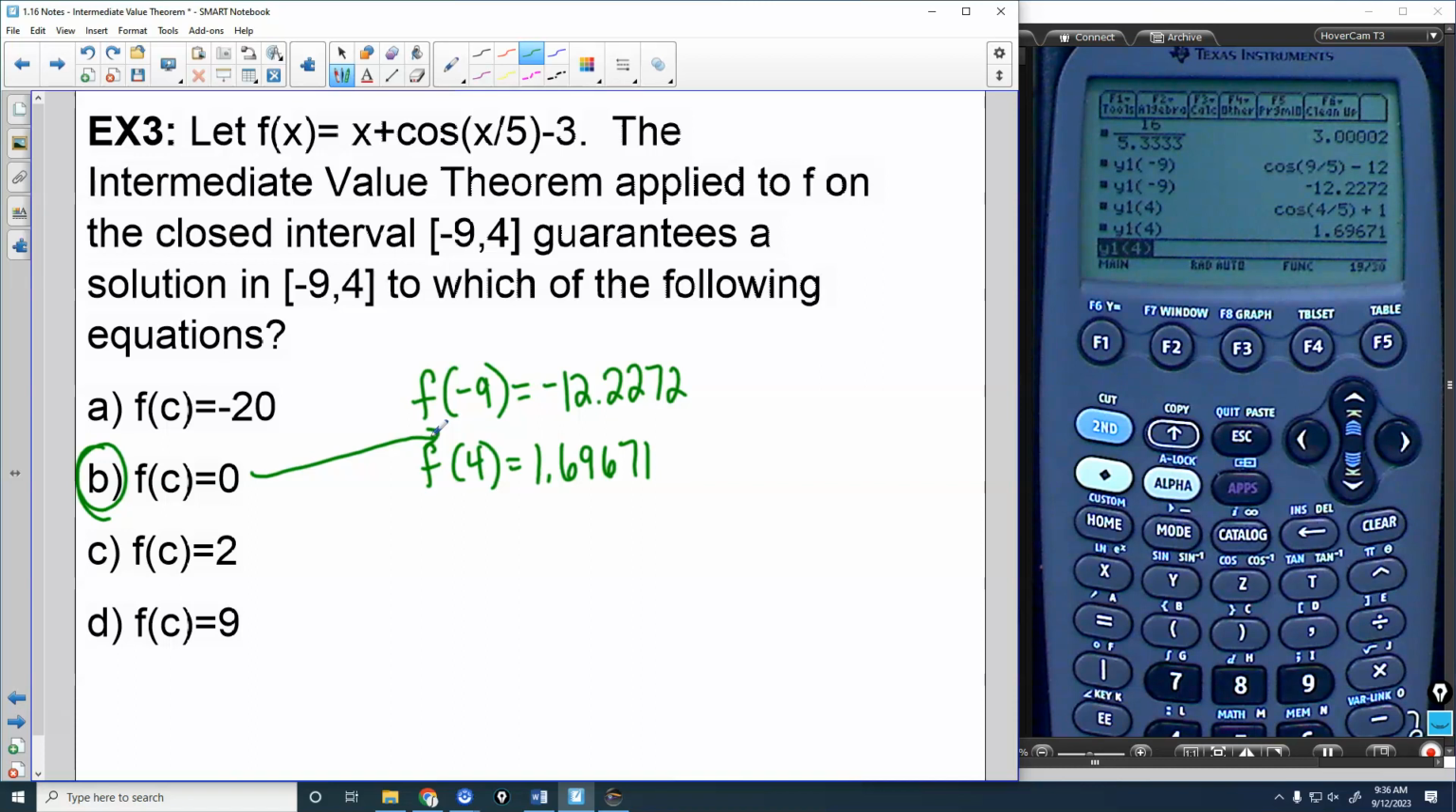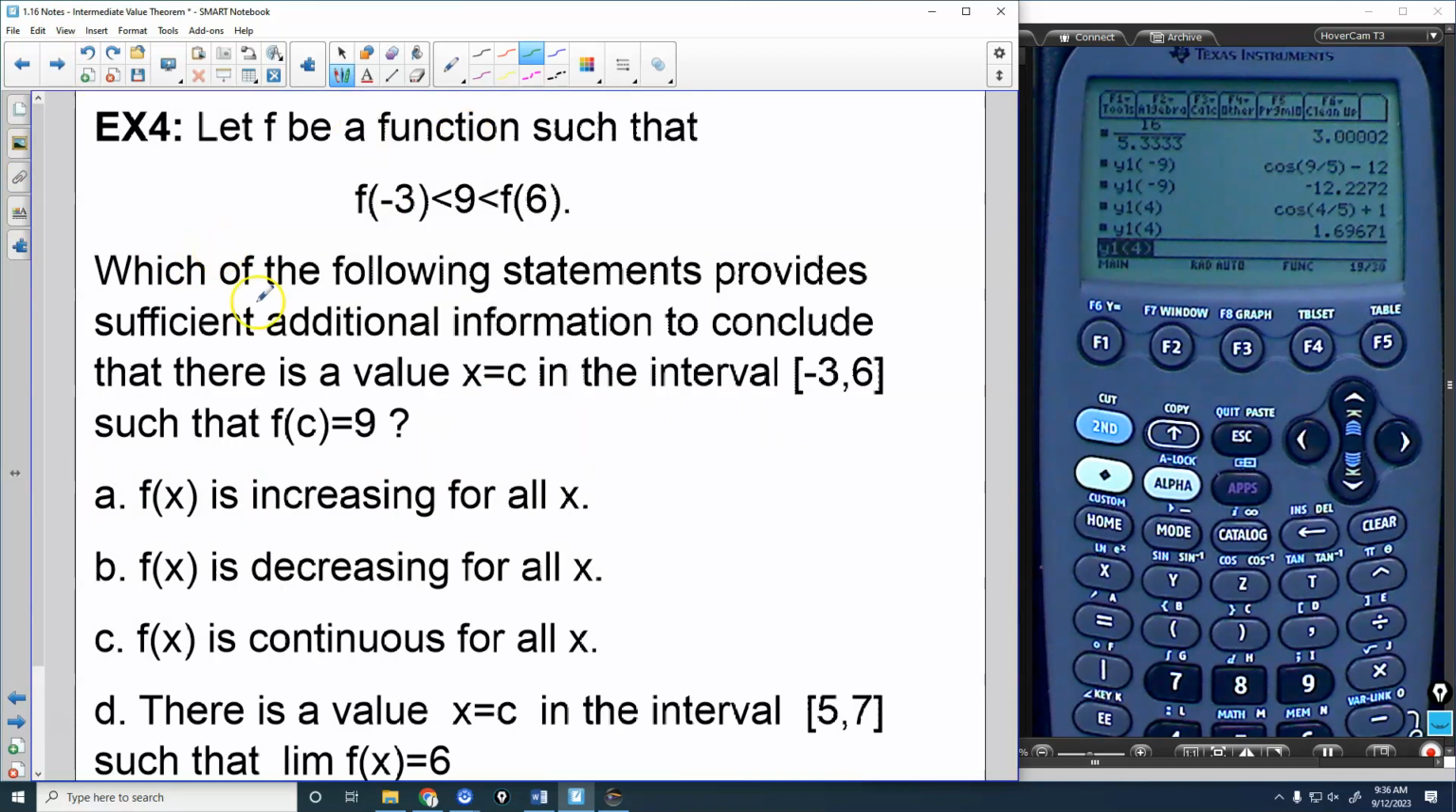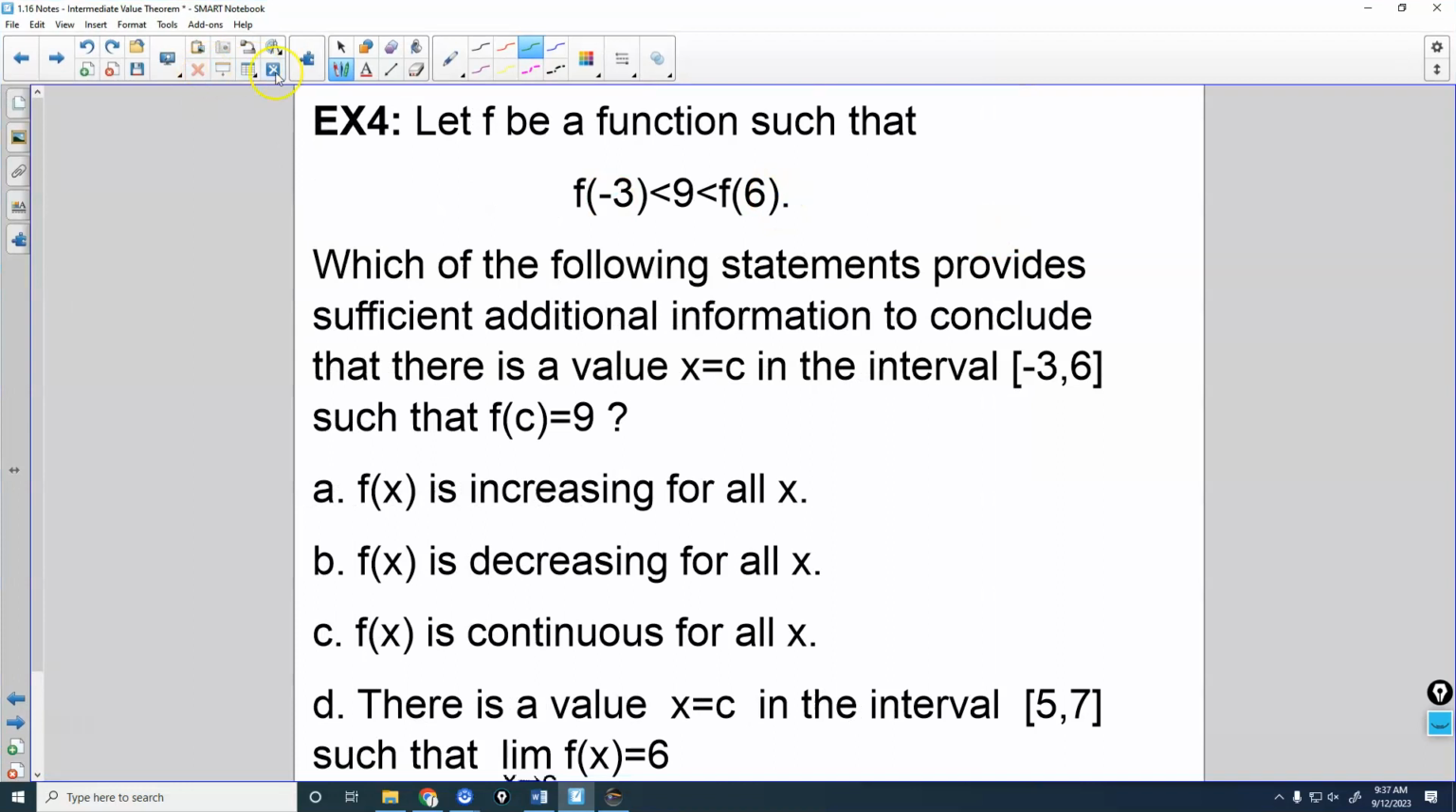Everybody okay there? All right. Okay, here's just another multiple choice. This one's not calculator active.